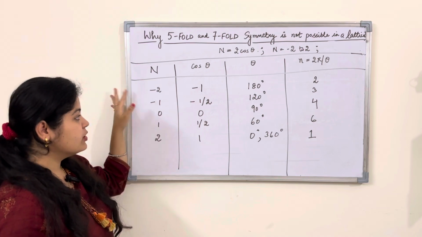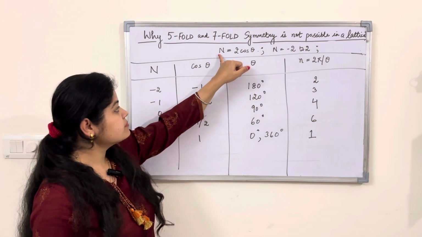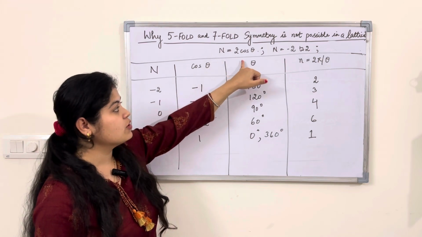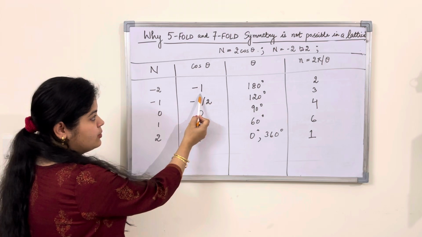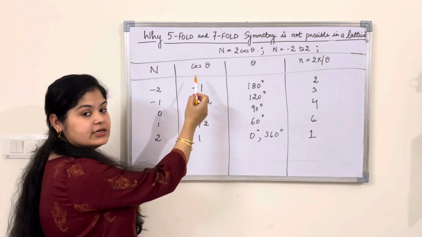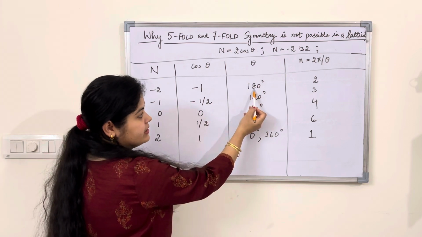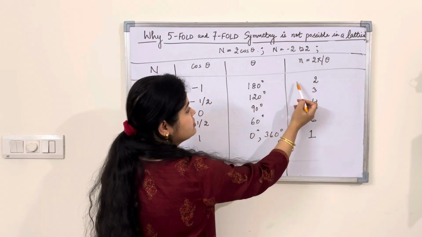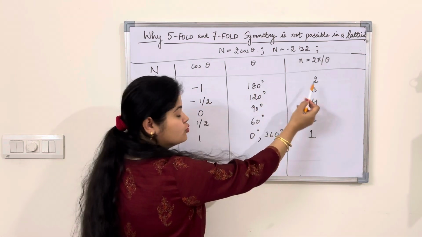So correspondingly, if n is minus 2, then cos theta is minus 2 by 2. So cos theta is minus 1. So when n is minus 2, cos theta is minus 1. When is cos theta minus 1? When theta is 180 degrees. And when theta is 180 degrees, I can calculate n, which gives me n is equals to 2 pi by 180 degrees, which is 2.